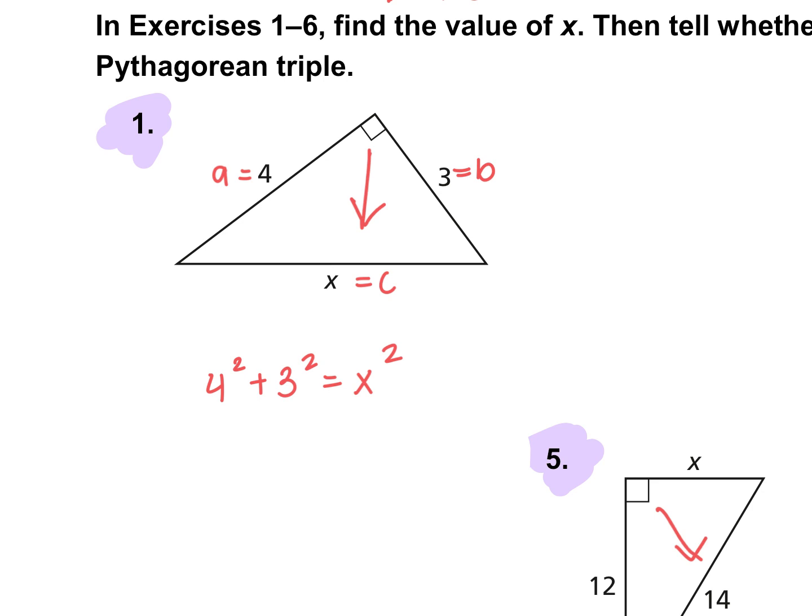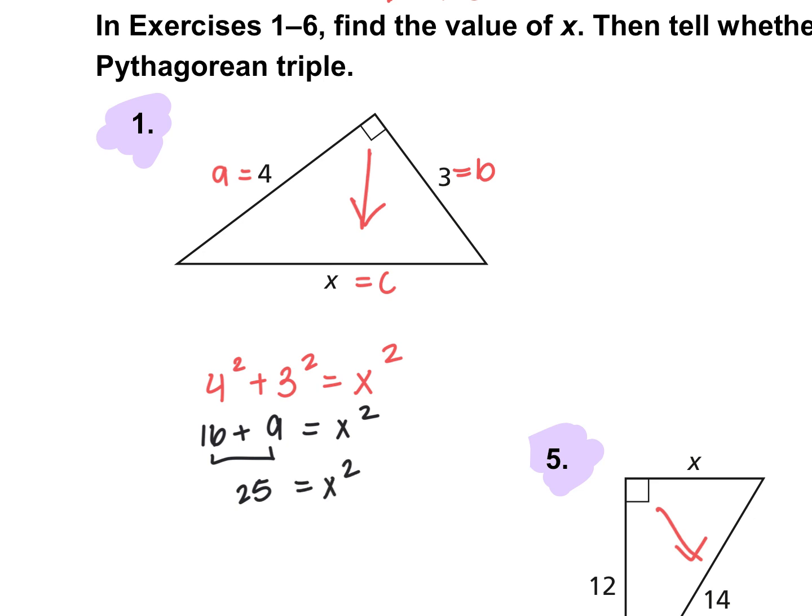When you plug it into the calculator, you're going to get 16 plus, we should know this one, 3 times 3, 9 equals x squared. If you don't want to add it in your head, you could plug it in the calculator, but it's going to give you 25 equals x squared.